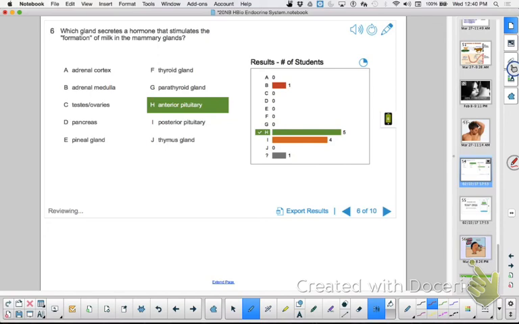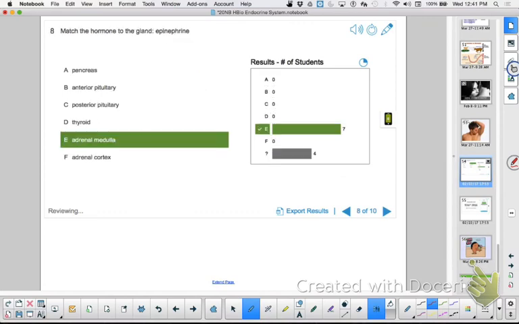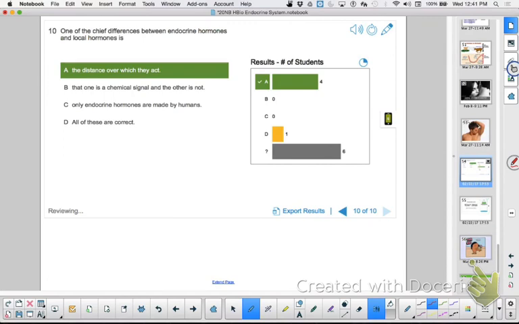Formation of milk is prolactin, and that comes from the anterior pituitary. The release of milk is the post-pit, and that's oxytocin. The release, yeah, okay, and that one's there. Epinephrine is from the adrenal medulla. Peptide hormones are received by a receptor, same as before. Chief difference between endocrine and local is the distance at which they act.